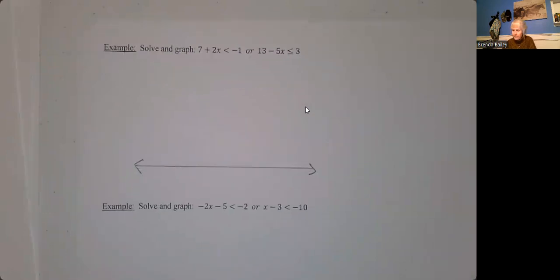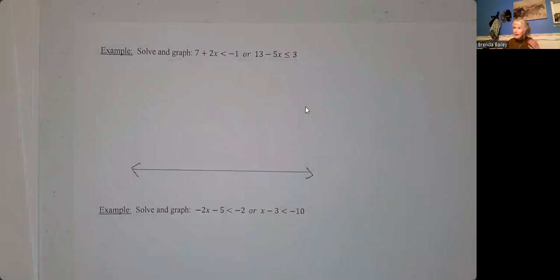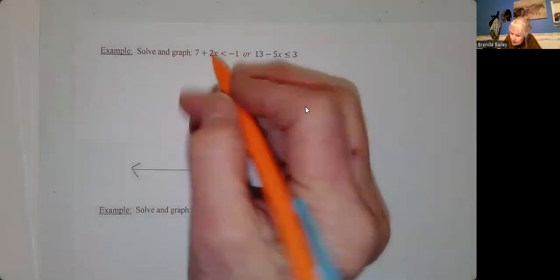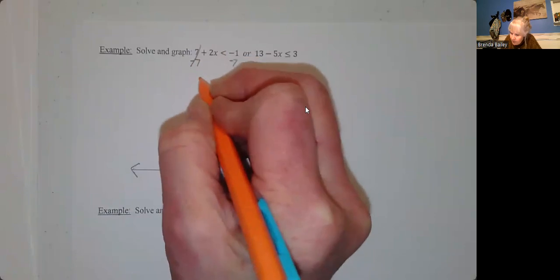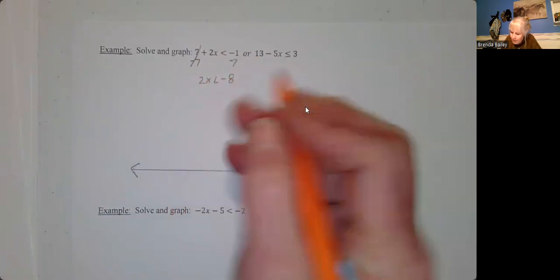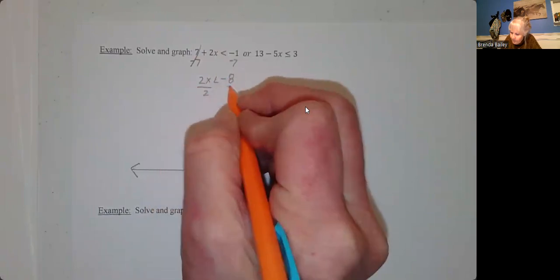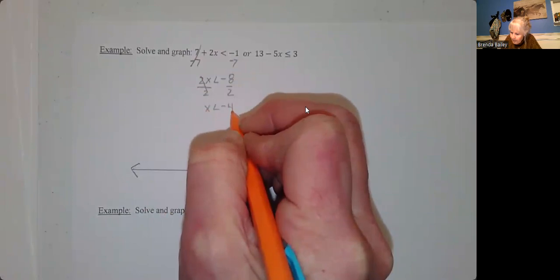Now it looks on this next page that we have the ors between our two equations. So now we'll just be combining. Again, this is the same first step. We've got to get the x by itself. We're going to subtract 7. 2x is less than -8. Then we'll divide by 2. x is less than -4.